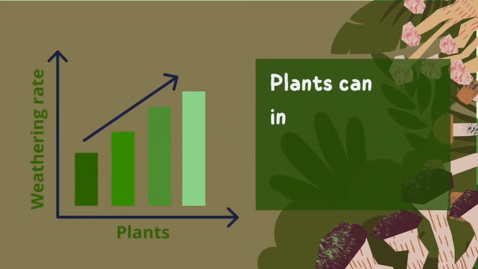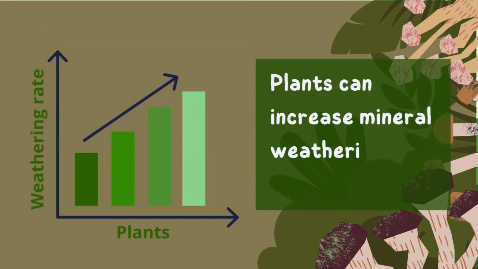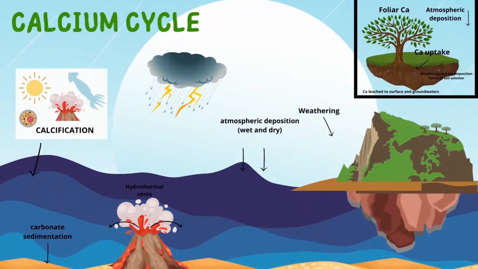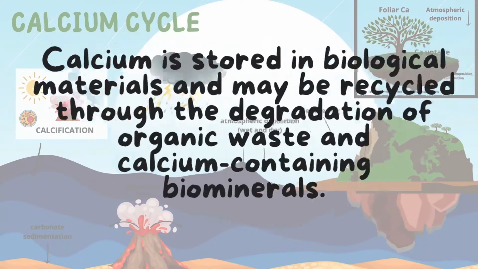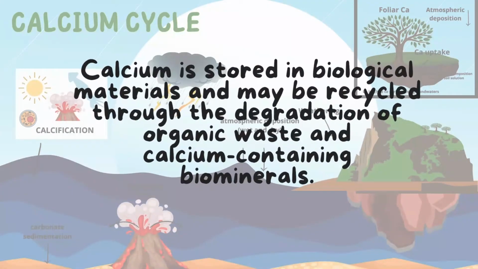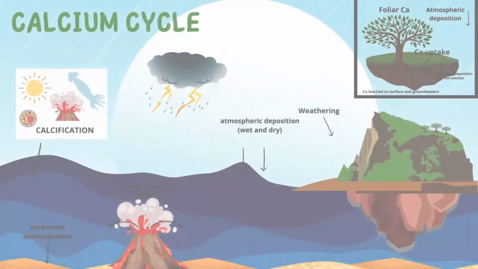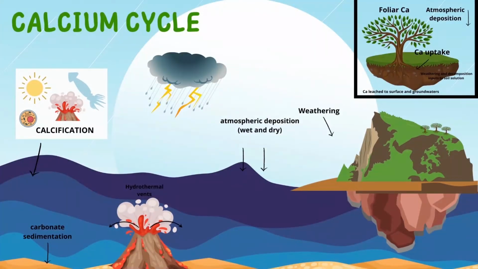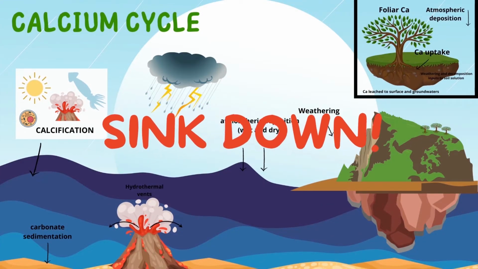Additionally, plant activities contribute to the cycle specifically through boosting mineral weathering rates, and research has indicated that in soils, plants and symbiotic relationships with mycorrhizal fungus may directly access mineral-bound calcium before it reaches the soil solution. As was mentioned, calcium is a major component of biominerals such as calcium carbonate. In marine ecosystems, calcium is stored in biological materials and may be recycled through the degradation of organic waste and calcium-containing biominerals. Dead marine organisms that have calcium-containing biominerals sink down on the ocean floor as sediments.